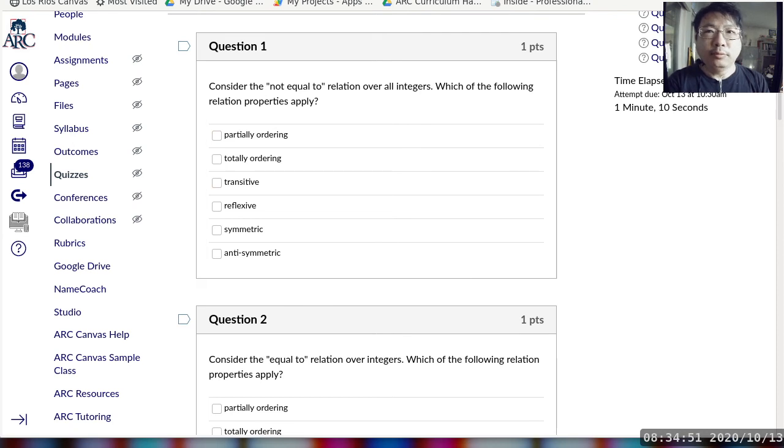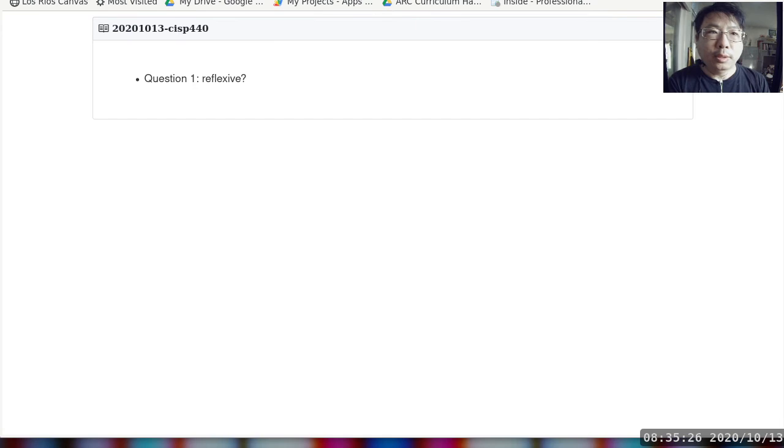In terms of being reflexive, we need every element to relate to itself. Can the relation contain any additional tuples? Absolutely. But it must have a tuple for each element so that each element relates to itself. So now we look at the not equal to relation. Let me rephrase: we need to look at each integer and ask whether each integer relates to itself using not equal to. And the answer is no. So when we look at whether not equal to is reflexive or not, the answer is no.